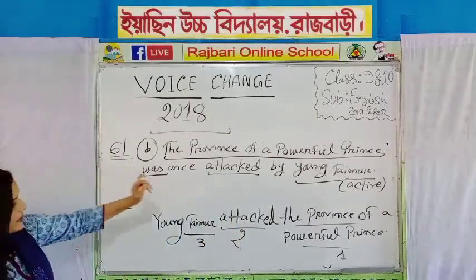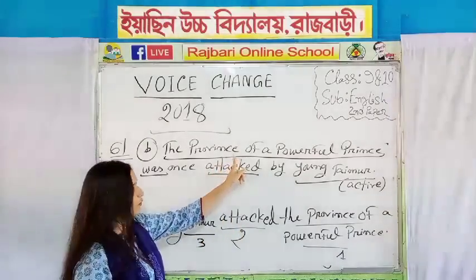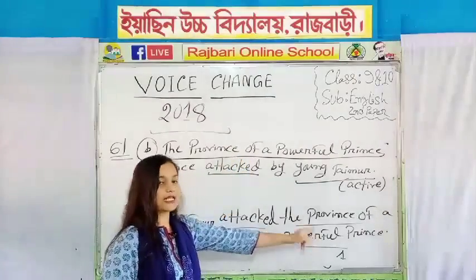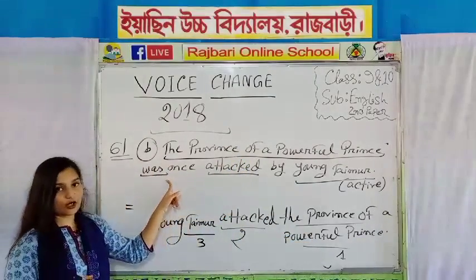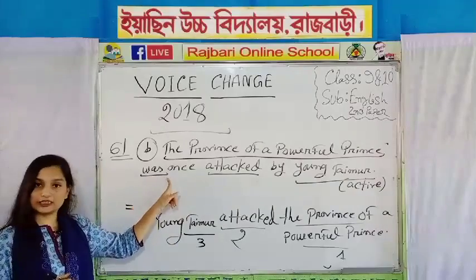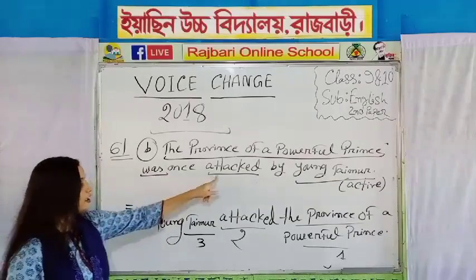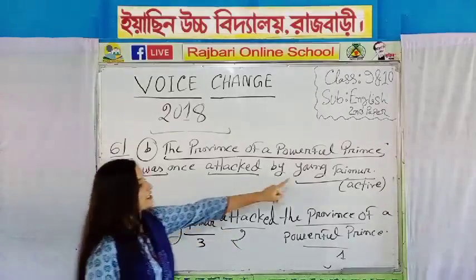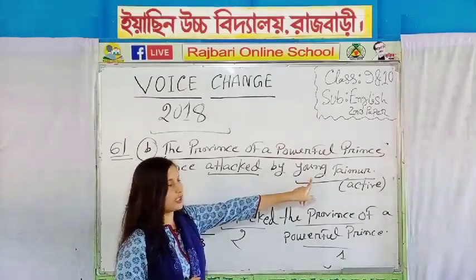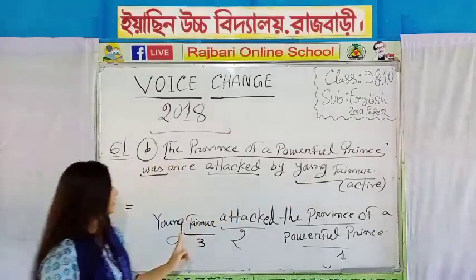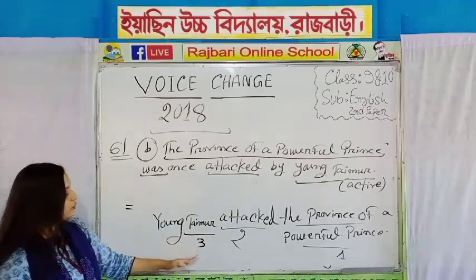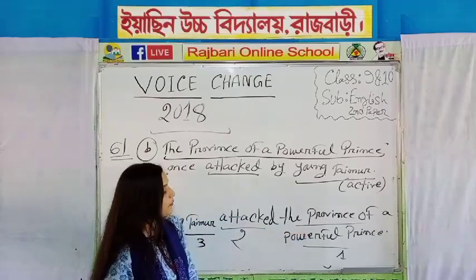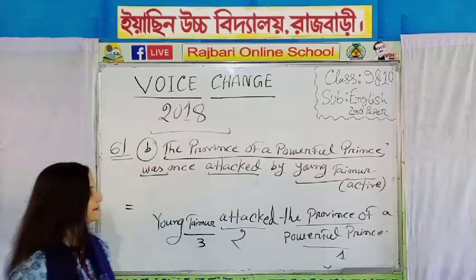Okay, now the first step was identifying the subject. We did that, and after that we made it the object. The second step was identifying the tense. We identified that it is past indefinite tense, so therefore the verb will be past indefinite, attacked. And then the subject and object identification, and we made this object into the subject. So young Toimur attacked the province of a powerful prince.